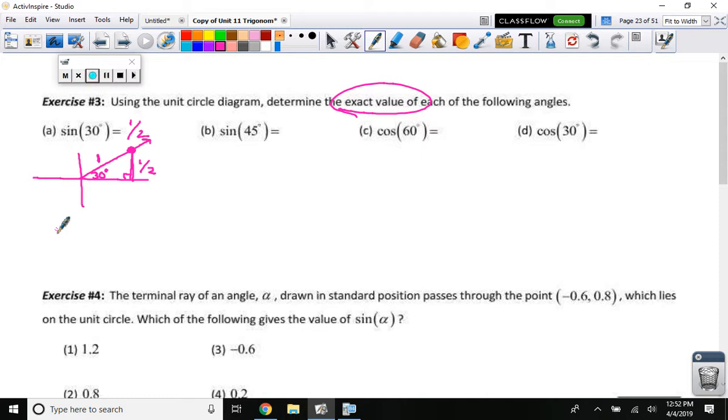45, same thing. So if you've got these memorized, this should be nice and easy for you. What do I have to realize? Okay, I'm at 45 degrees. There's my angle, 45 degrees.